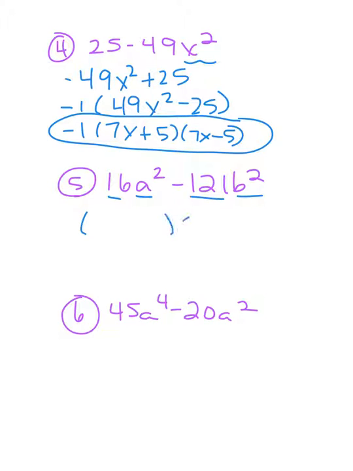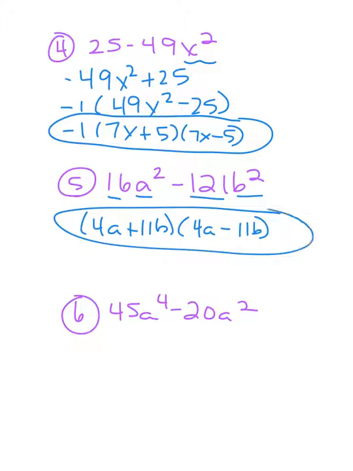So I'll set up my two binomials, and I have 4a and 4a, and I have a plus and a minus, and the square root of 121b squared is going to be 11b, and then minus 11b. So there's my final answer in factored form.